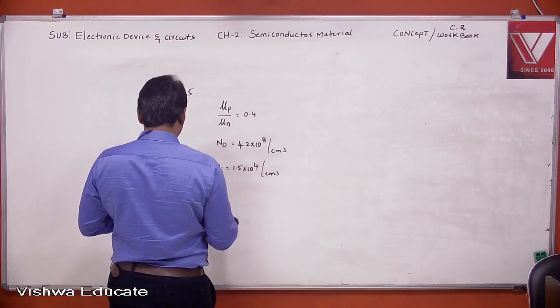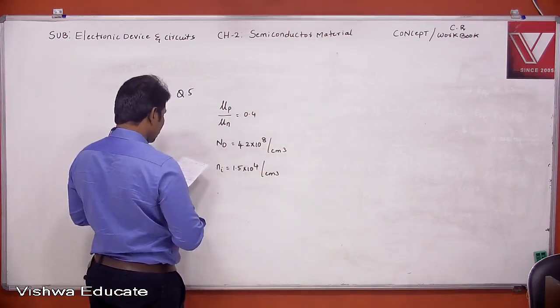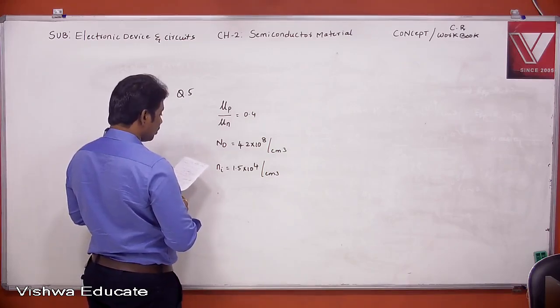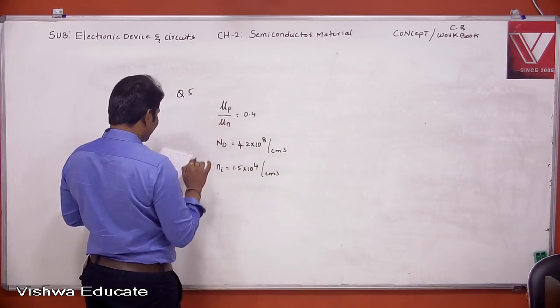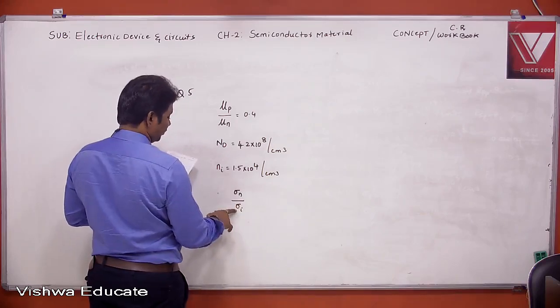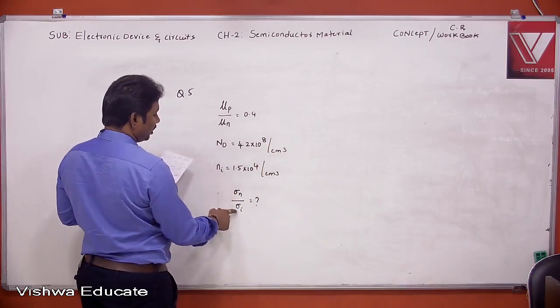What we want to calculate is the ratio of the conductivity of the doped sample with respect to the undoped sample. See here, what is our doped sample? N-type sample. That means sigma n to the undoped. Undoped sample is nothing but intrinsic, right? Nothing but sigma i. We want to calculate sigma n by sigma i.